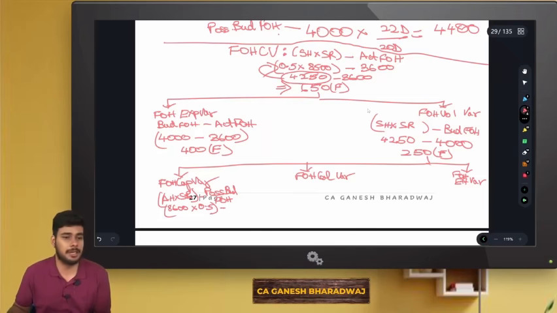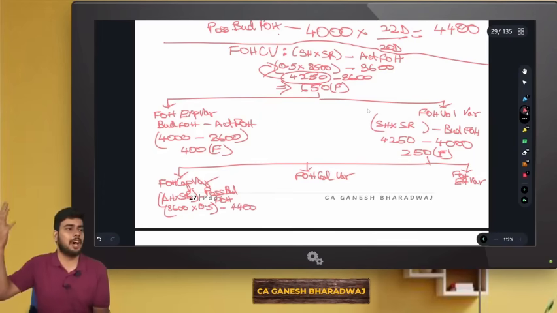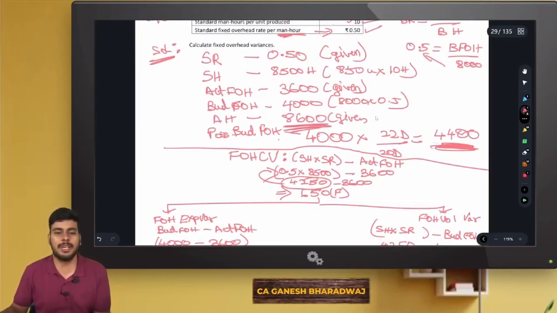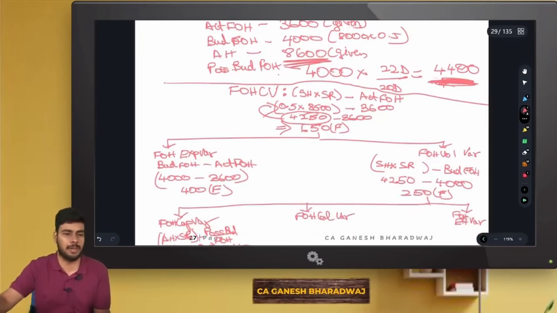How much is that? Everyone answer. 4,400. Pick it from the top, we have already done this. You know AH is 8,600, and you know possible budgeted fixed overheads are 4,400. Just pick it up here.